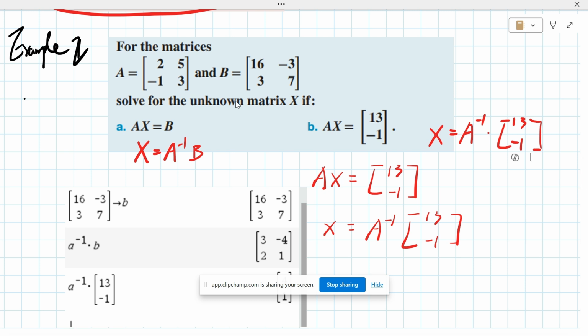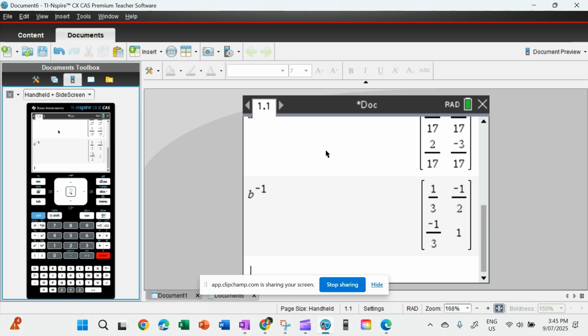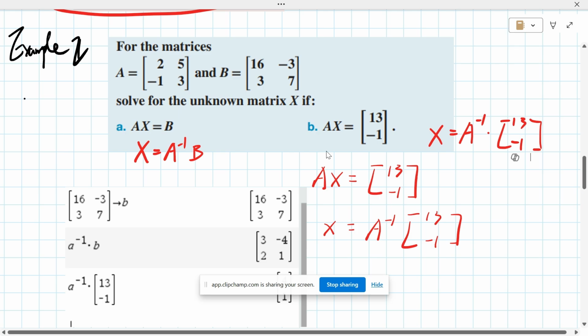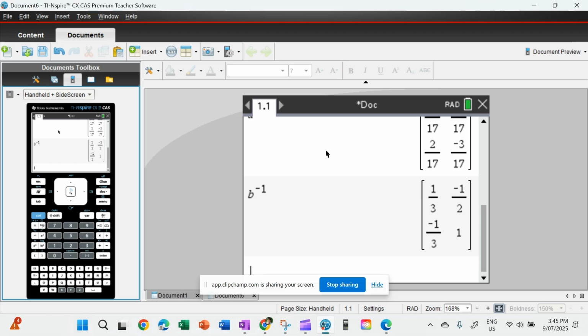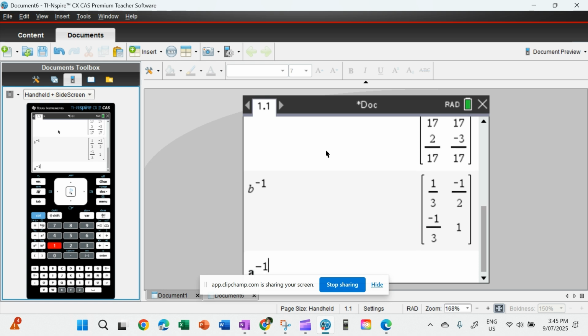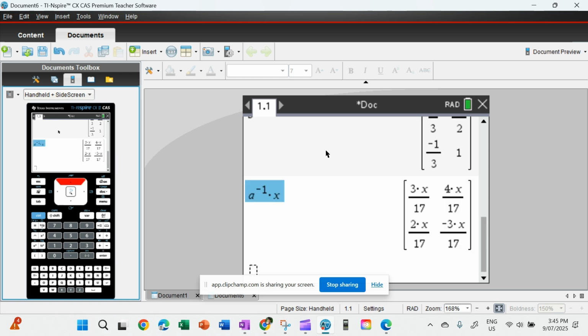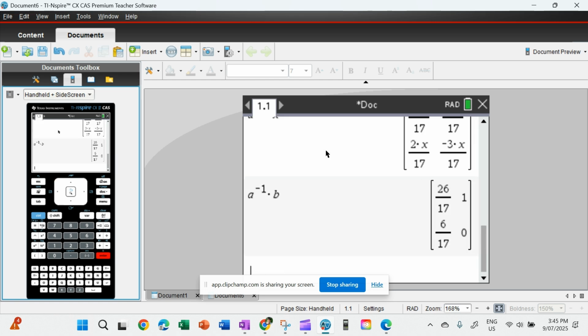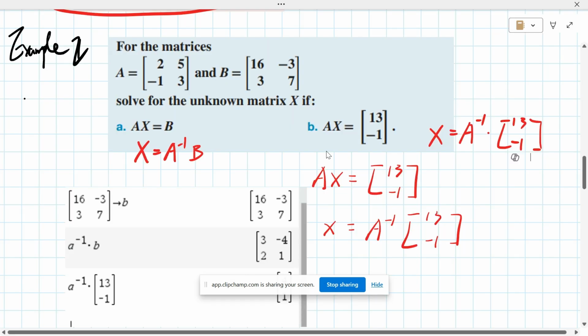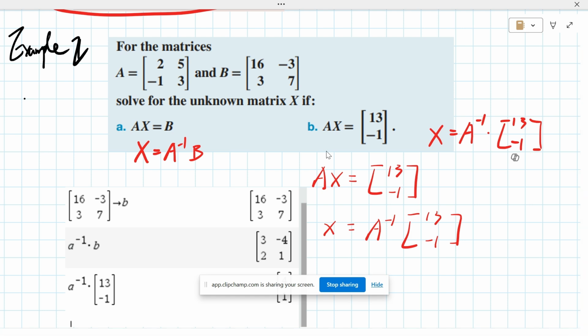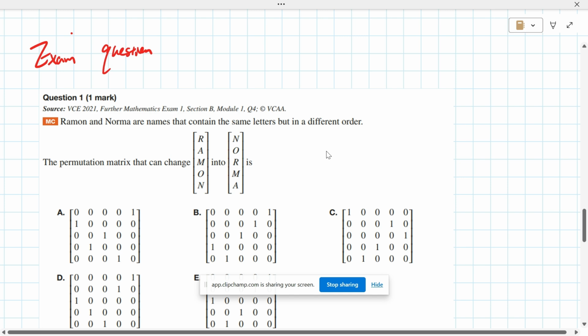Just a quick go. If I say A to the -1 times B, times B, they give you the answer. Just like that, but it's just using different A and B. So you can see it's all 2 by 2 matrices, and that's how you create the solution.